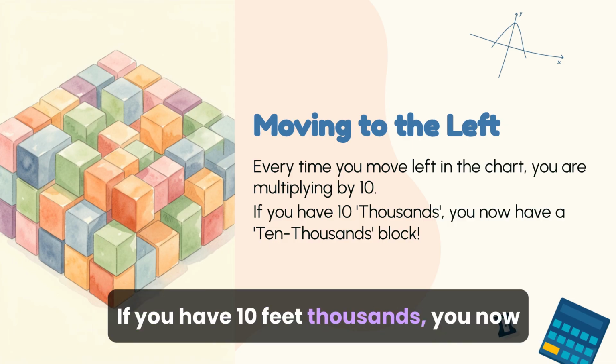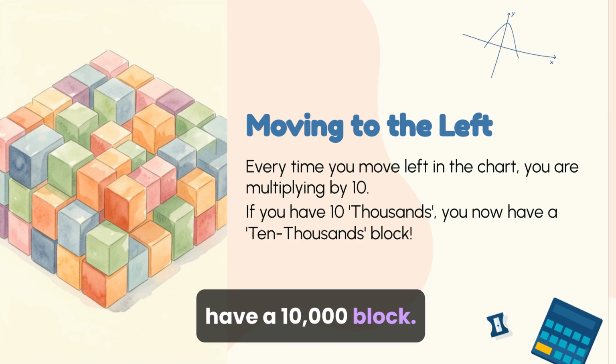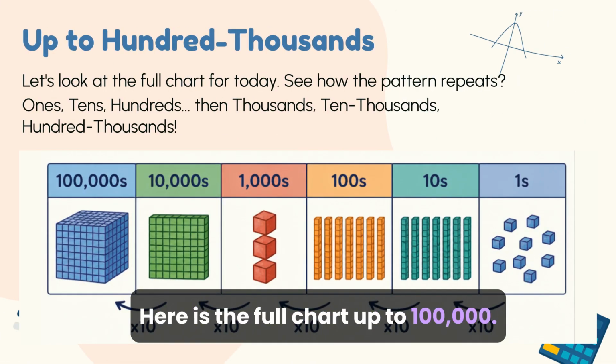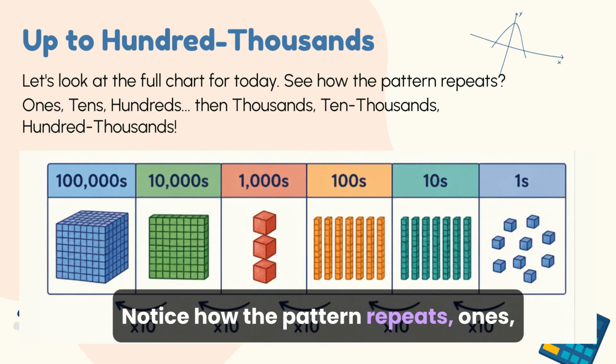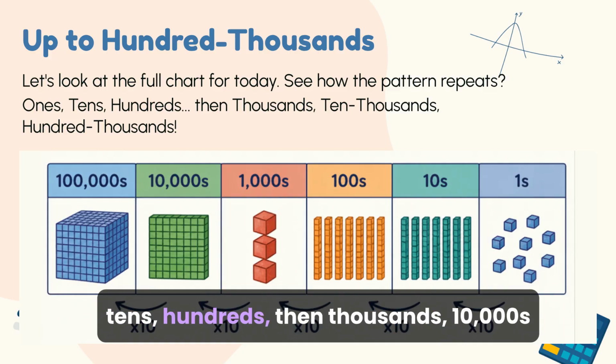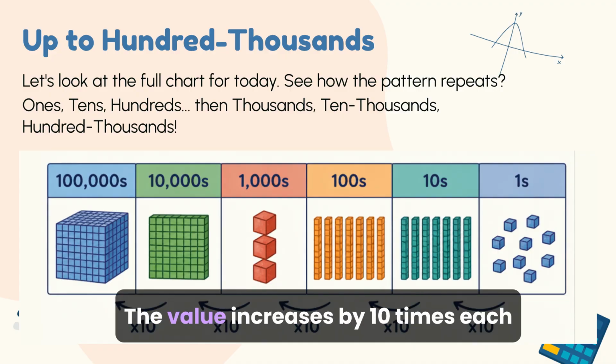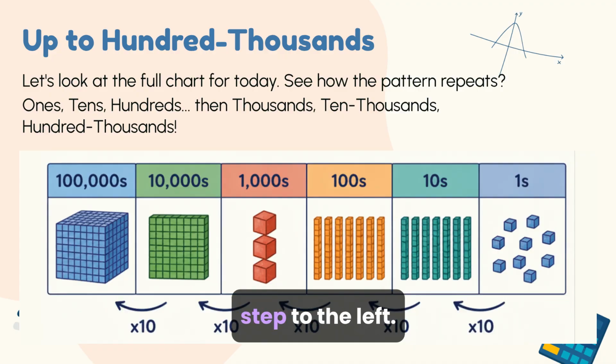Moving to the left, every time you move left in the chart, you are multiplying by 10. If you have 10 thousands, you now have a 10 thousands block. Here is the full chart up to 100 thousands. Notice how the pattern repeats: ones, tens, hundreds, then thousands, 10 thousands, and 100 thousands. The value increases by 10 times each step to the left.